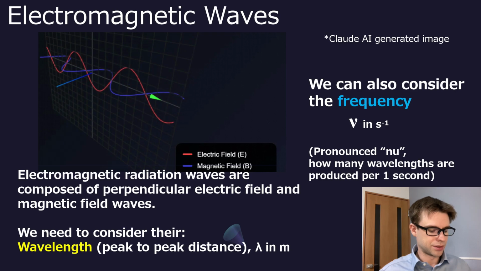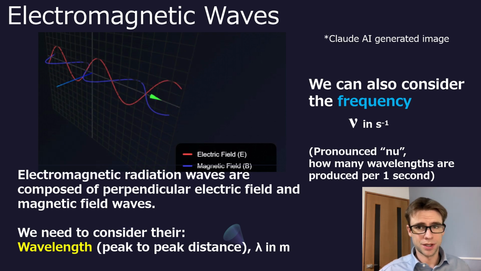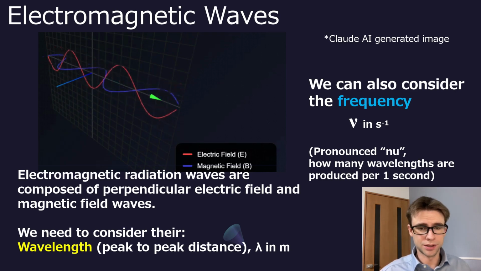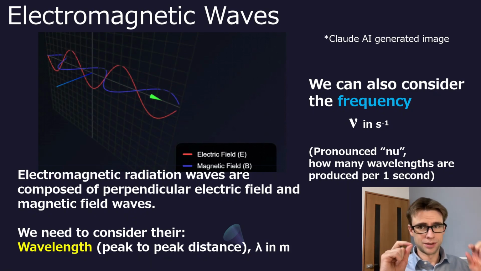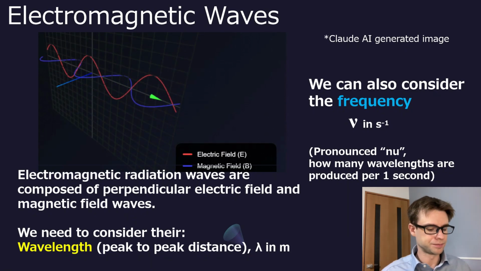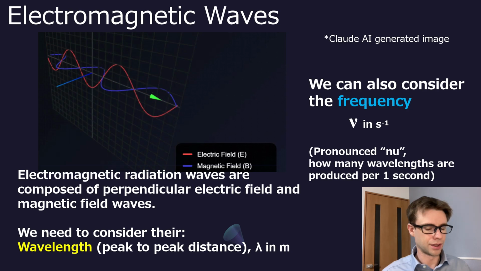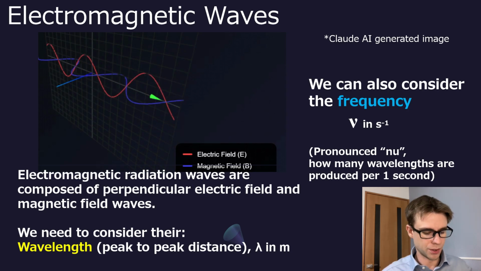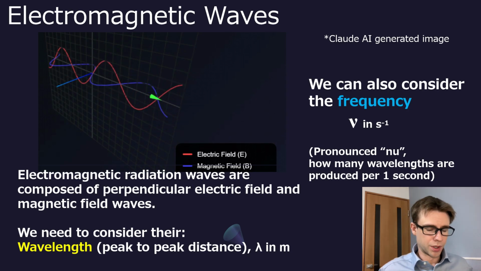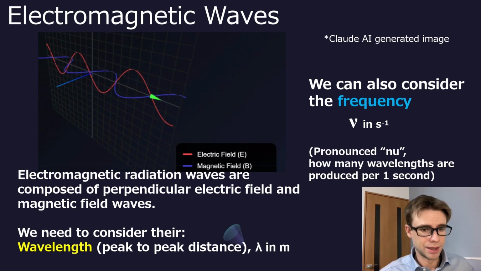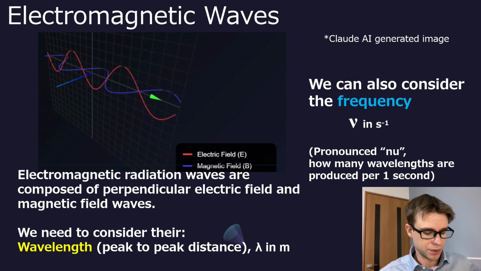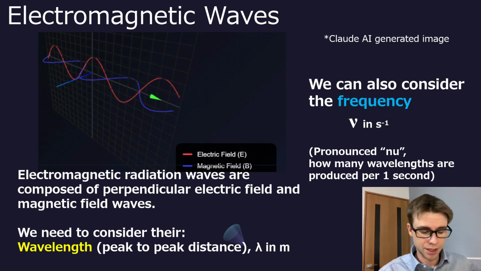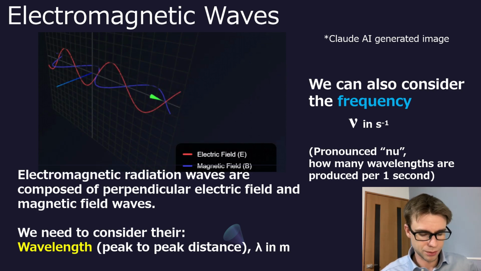We need to consider its wavelength, which is kind of how long a repeating section is. So it's the distance from one of these peaks to the next peak in the wave. And you can look at the red or the blue, doesn't matter. Their wavelengths should be the same. But we're going to label that with a Greek letter lambda. And that will usually be measured in length units like meters or nanometers on the small scales that we will be working at.